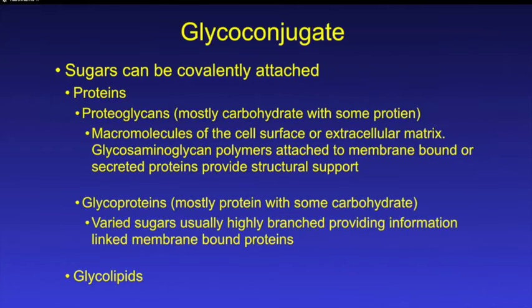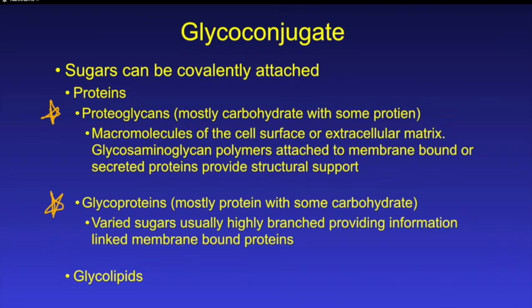Now, glycoconjugates, on the other hand, are sugars that are attached to either proteins or lipids. And what we're going to see is that the different classifications are going to do two different things. Under the proteins, we have two names: proteoglycan, which is protein with sugar, and glycoprotein, which is sugar with protein. So it's either a protein-sugar or a sugar-protein.